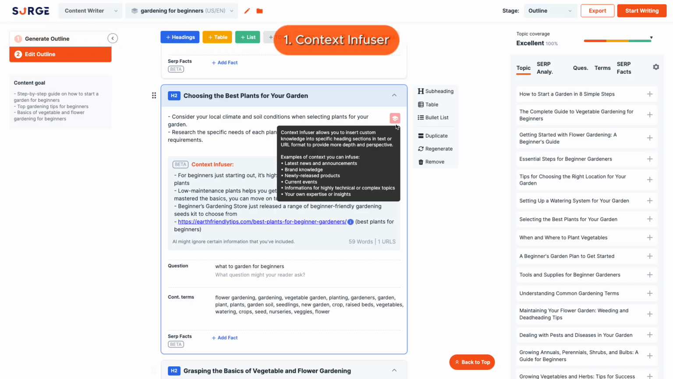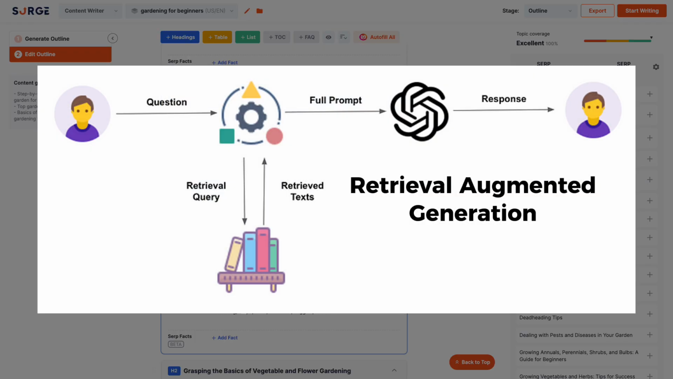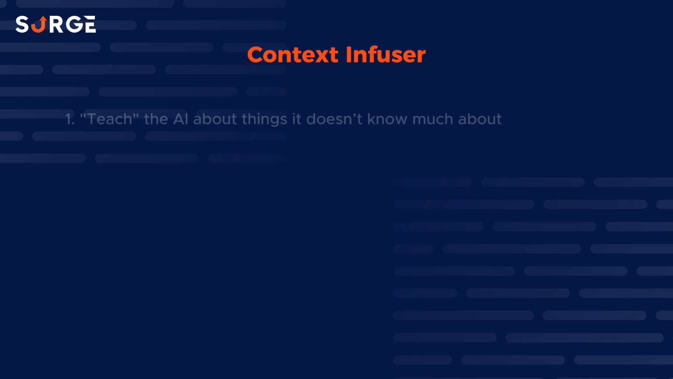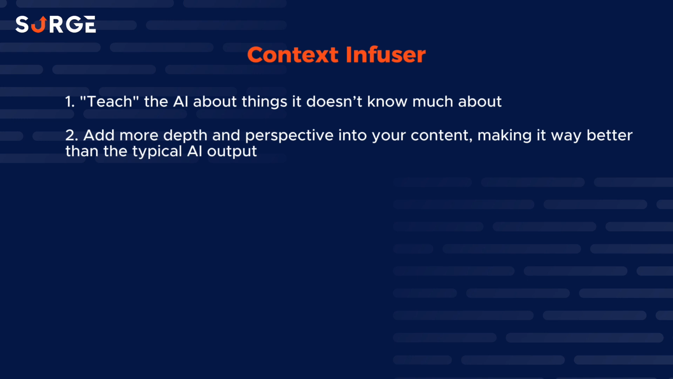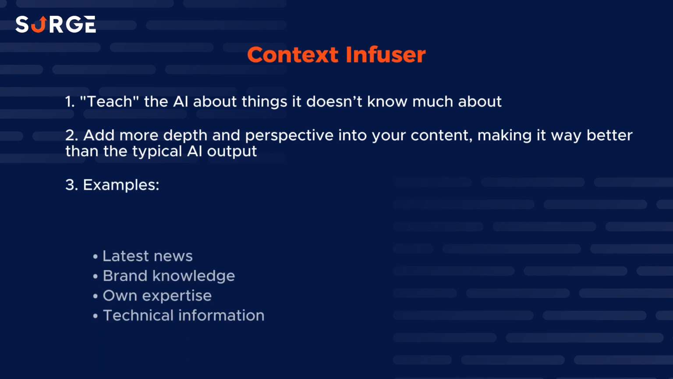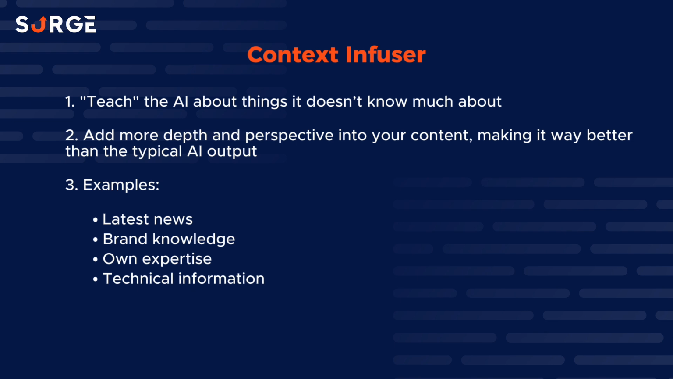Number 1. Context Infuser. Context Infuser allows you to add custom or background knowledge into specific heading sections. Then, it employs RAG, short for Retrieval Augmented Generation techniques, to infuse the provided context into your content. Basically, Context Infuser allows you to teach the AI about things it doesn't know much about. You get to add more depth and perspective into your content, making it way better than the typical AI output. Examples of context you can infuse are latest news, brand knowledge, your own expertise, and technical information for complex topics.